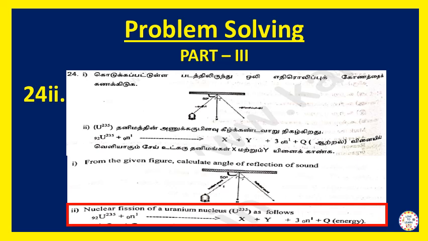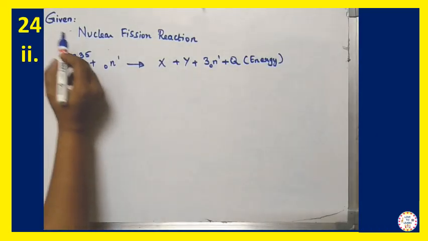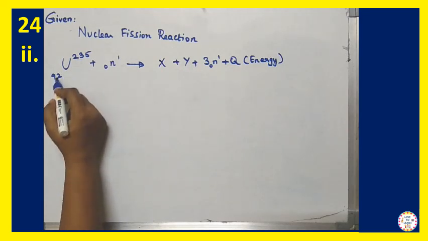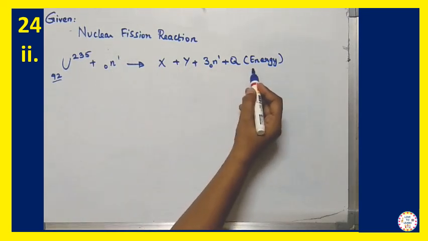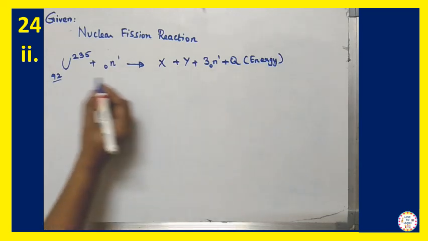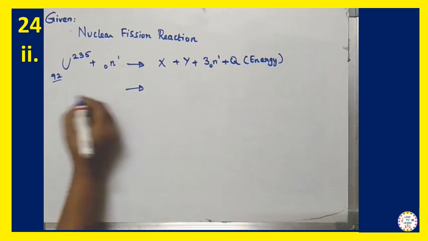Now let us take the 24th second question from part 3. Nuclear fission of a uranium nucleus is given as follows: uranium-235-92 plus 1 neutron gives X plus Y plus 3 neutrons plus energy. Now let's check the solution. Now the given nuclear fission reaction is uranium-235-92 plus 1 neutron gives X, Y, 3 neutrons and energy. Now we have to find the X and Y values.